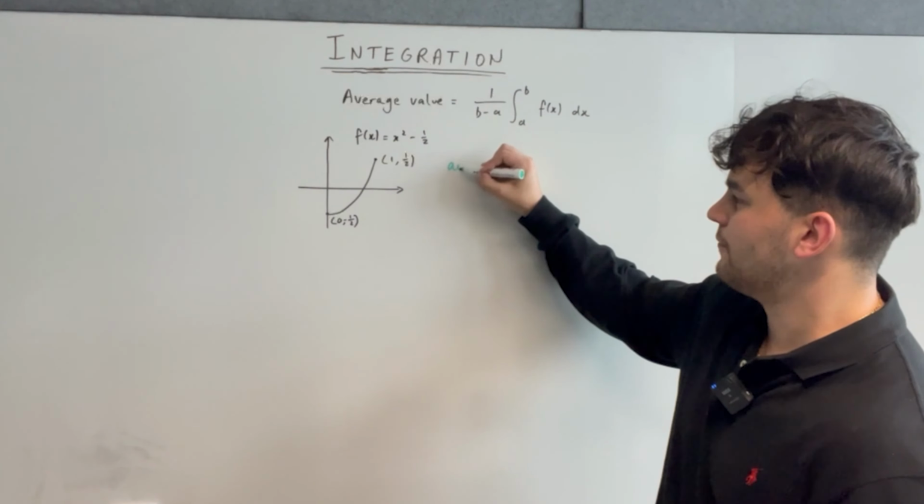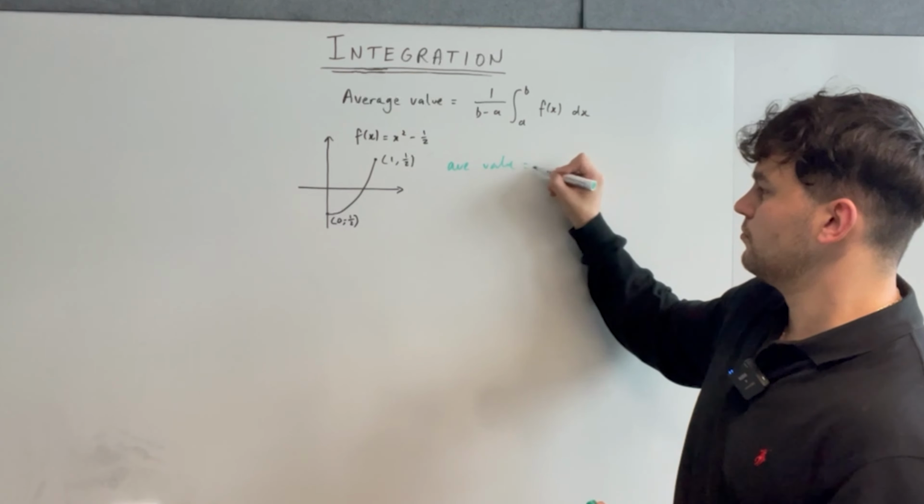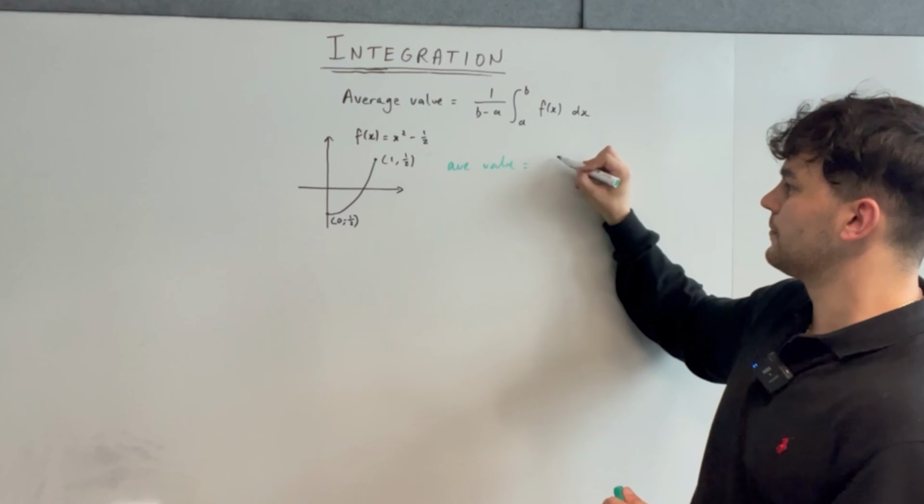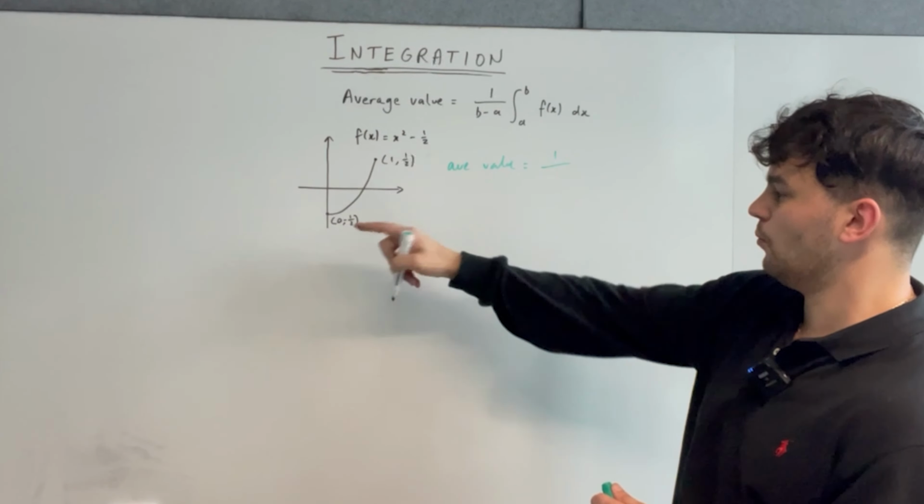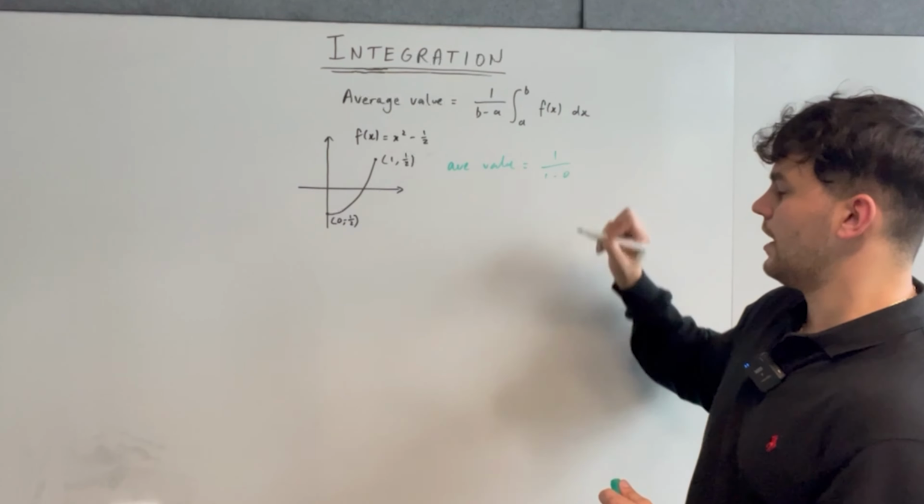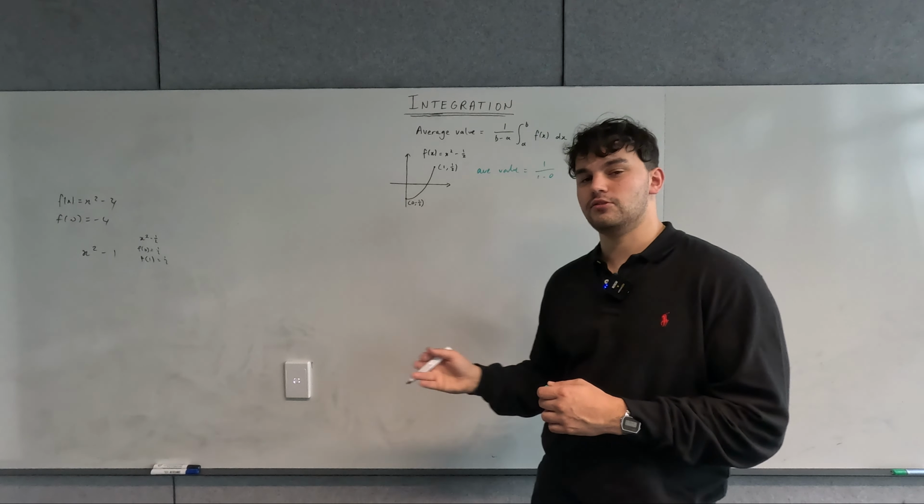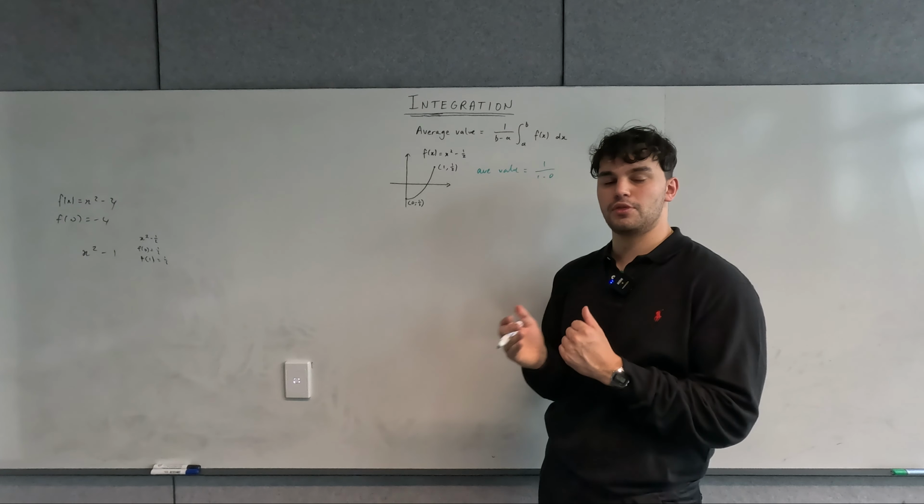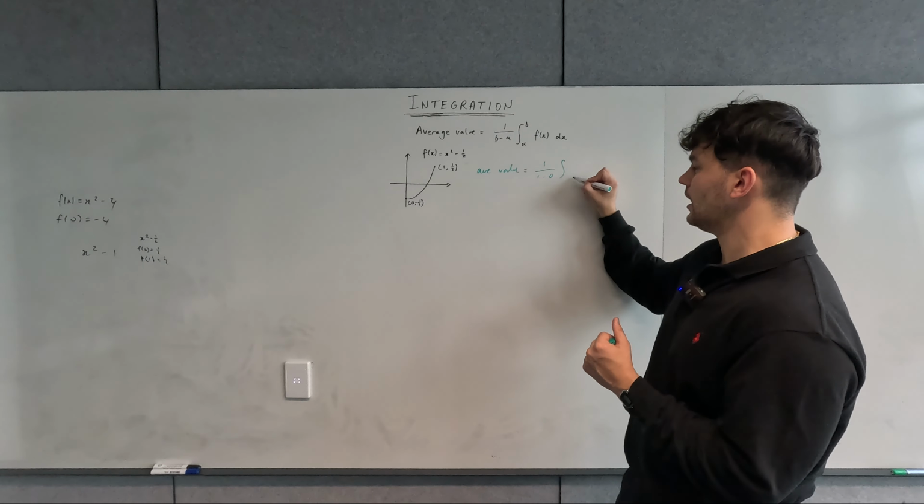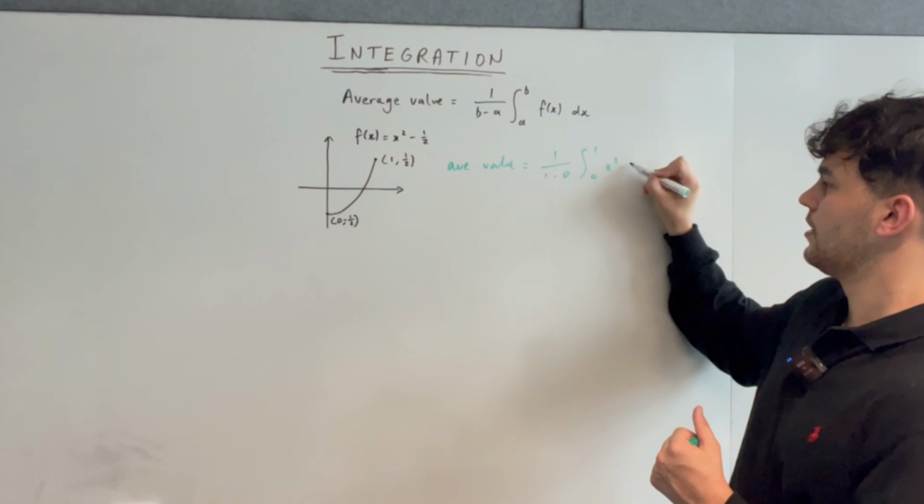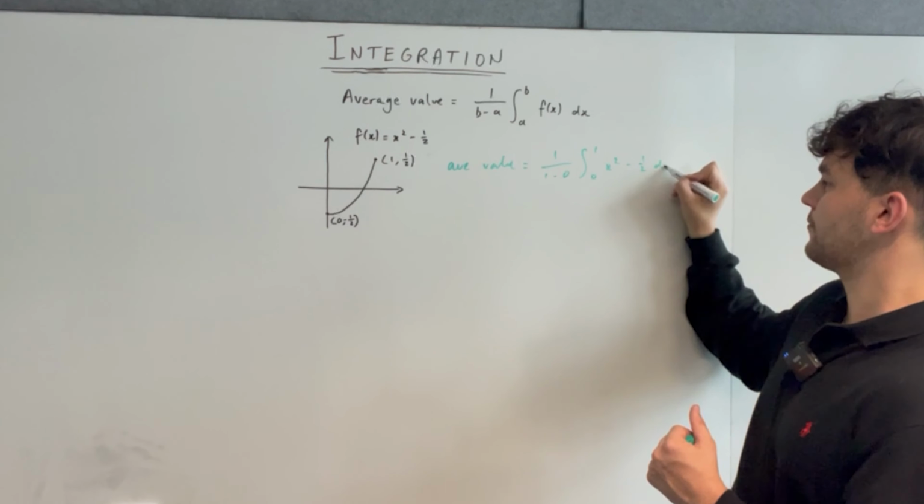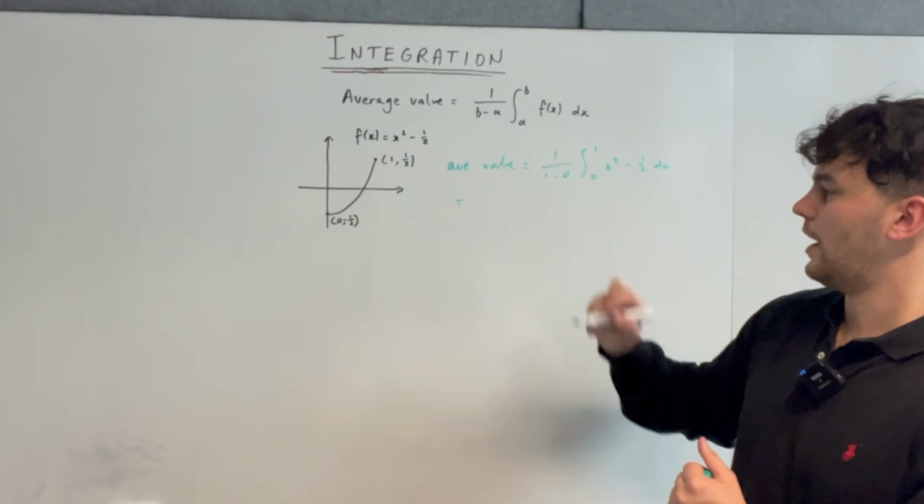So if we want to find the average value of this function, we just apply this formula here. So we go 1 over 1 minus 0 because they're our x bounds. The x upper is 1, x lower is 0. Don't confuse it with the y bounds. And then we go integral from 0 to 1 of x squared minus 1/2 dx. And then we just go ahead and evaluate this.